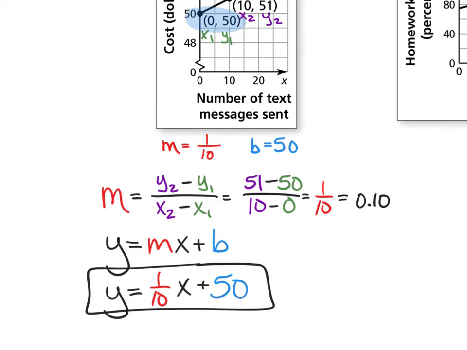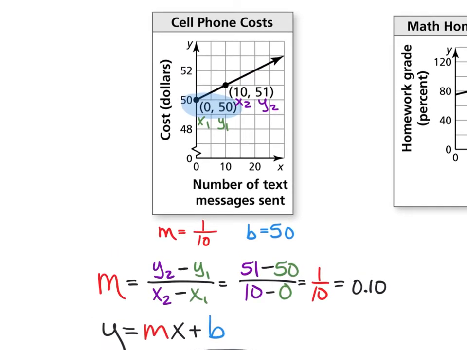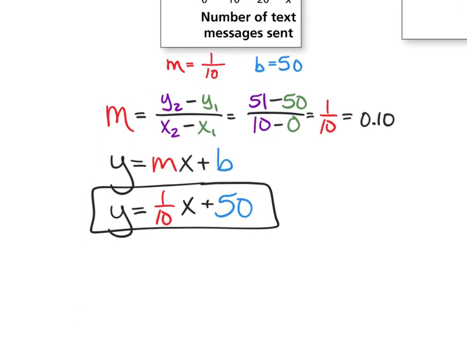Now it does ask us again to interpret the slope. We have to think in terms of what we're measuring here. What were we measuring again on the table? The number of text messages. Number of text messages versus cost. What do you think the slope of 1/10, which again is 0.10 or a tenth of a dollar, 10 cents, what do you think that means in terms of this slope? The cost. How much does it cost per text message?